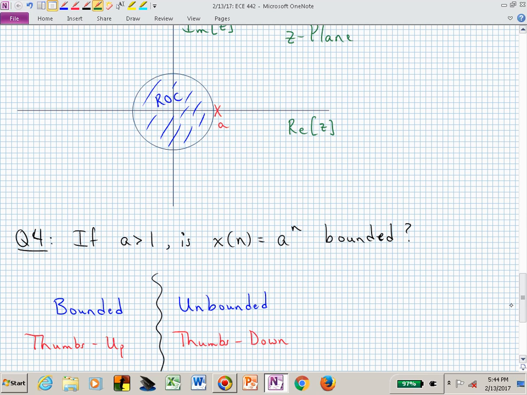One more. If A is bigger than 1, again, the expression is a to the n. It just depends on, maybe I should say alpha times a to the n. We don't know what the coefficient is. I'll just go ahead and change that. So let's say it's alpha times a to the n with some unknown alpha, since we don't know the scaling. But a is now bigger than 1, and we want to know, is this waveform bounded or unbounded?